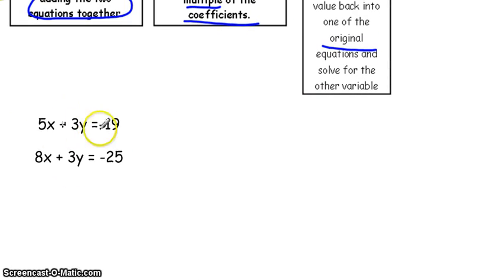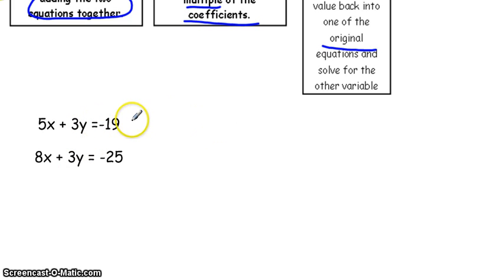There's my system. They're both in standard form, which means the x and the y are on the same side of the equal sign. And sometimes you need to check to make sure you've got the x's first and the y's second. Okay? Well, then I want to decide which of my variables would be easy to eliminate. Well, I notice that both my y's have a coefficient of 3. So if one was a negative 3, when I added those together, they would cancel out.